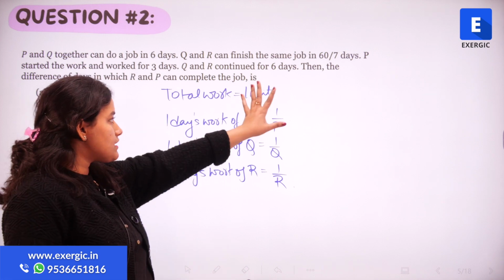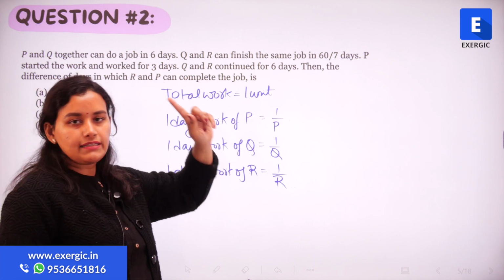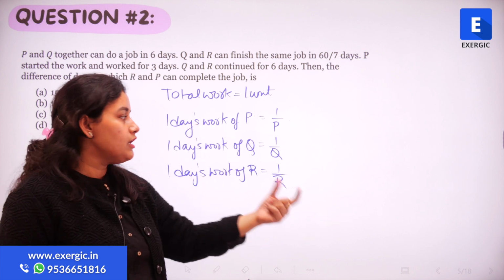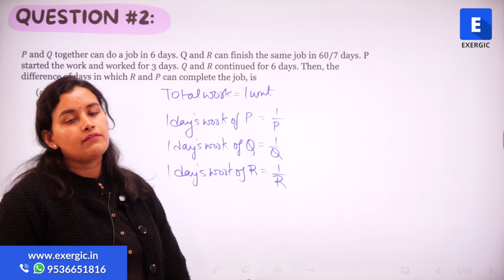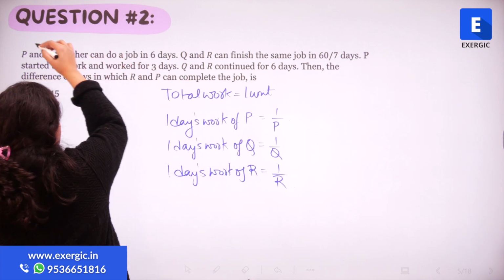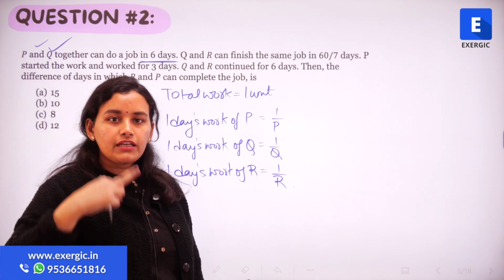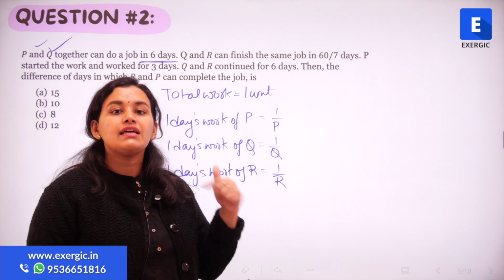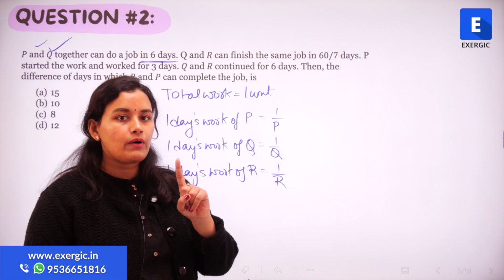So the total work is 1 unit. If P takes P number of days to complete this 1 unit of work, then what is his 1 day's work? So 1 day's work is 1 by P, 1 day's work of Q is 1 by Q, 1 day's work of R is 1 by R. Now they have said that P and Q together complete the work in 6 days. So if P and Q are working together, what is their 1 day's work? 1 day's work of P and Q working together is 1 by 6.